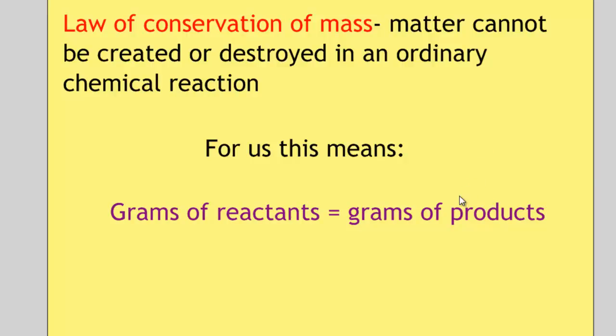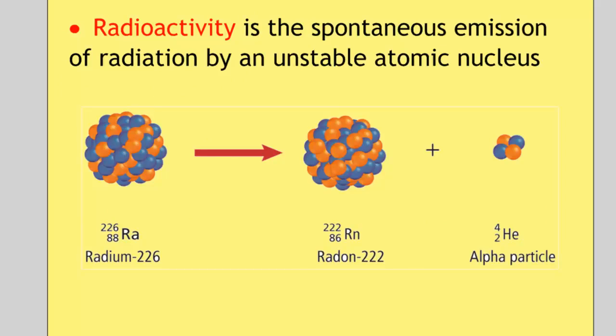And really, more to the point, it means that if I have a mass number on the reactant side, I have to get the same total mass number on the product side. So basically, reactants equals products is what I'm looking for here. Just keep that in mind when we start to do the reactions in a minute.